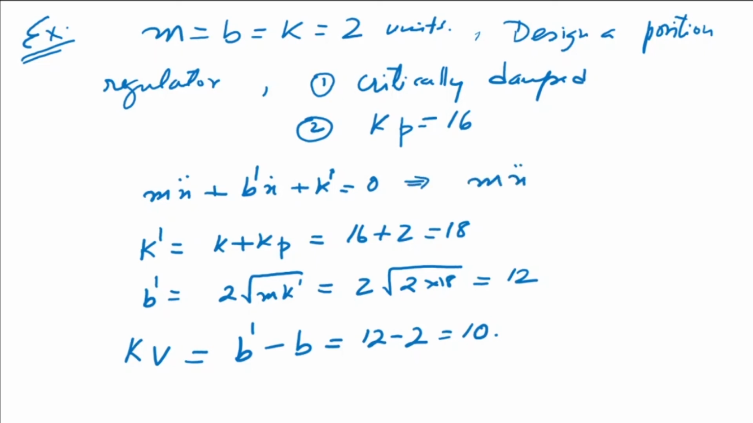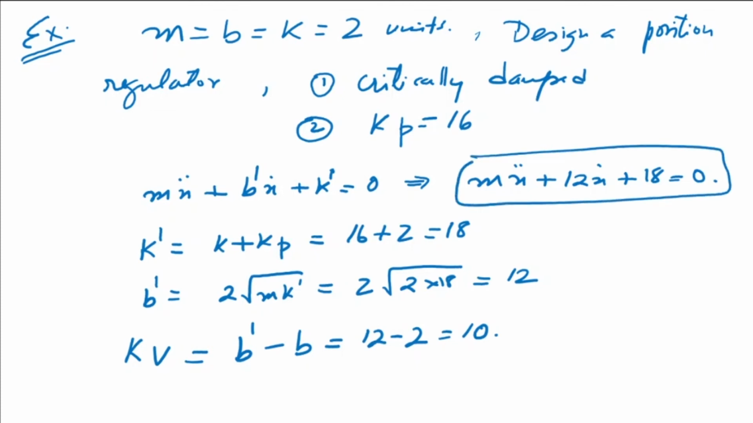So m x double dot plus b x dot plus k x equals f. With x dot plus K dashed equal to 18 equal to 0. Okay, so we are putting it into this equation, and now what we can do is find the roots of this equation. Depending on whether the roots are real and unequal, it is critically damped. So this system is critically damped. That is the assumption we are making.